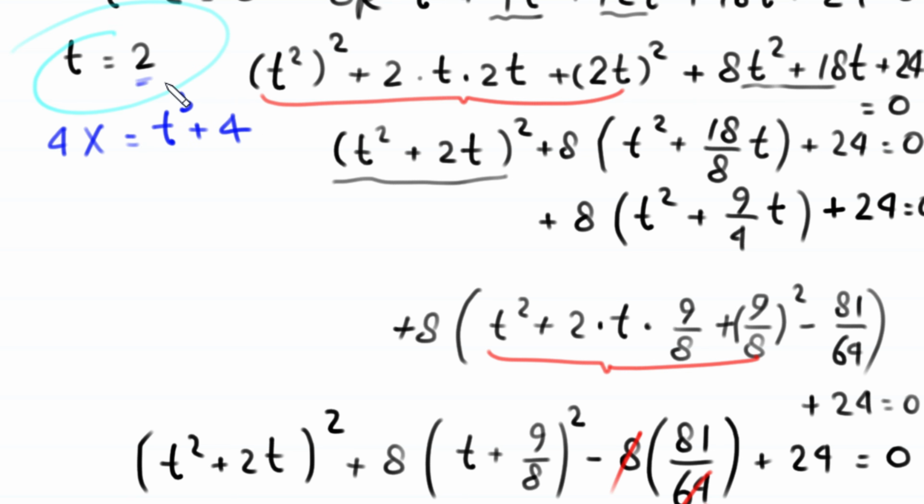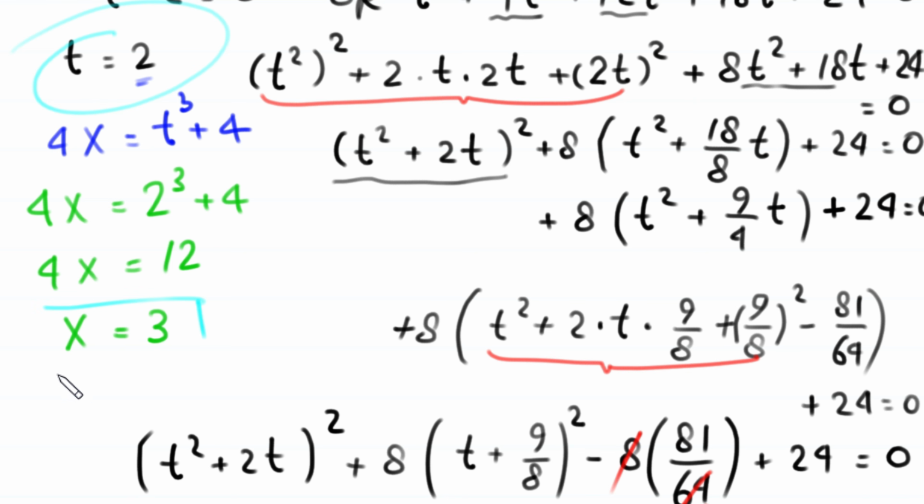Since t is 2, this will become 4 times x equal to 2 cubed plus 4. This will become 4 times x equal to 12. Dividing both sides by 4 implies that x is equal to 3. So this is the final value of x. This is the final answer of this problem.